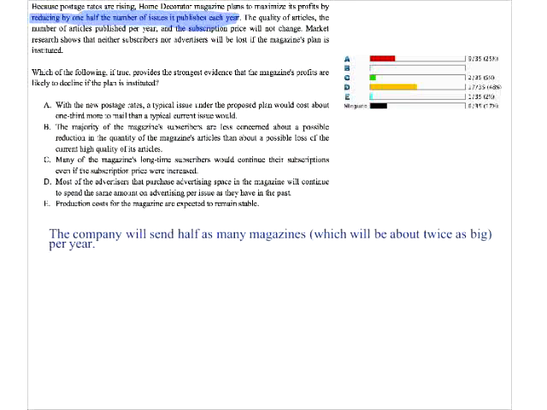Well, maybe not twice as physically big; with twice as many articles is the best way to say that. Okay. So the quality of articles, the number of articles published per year, and so on will not change. And they will have the same subscribers, and they will have the same advertisers. So they figure that the postage will cost less.